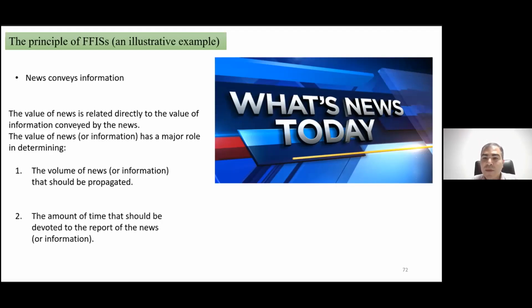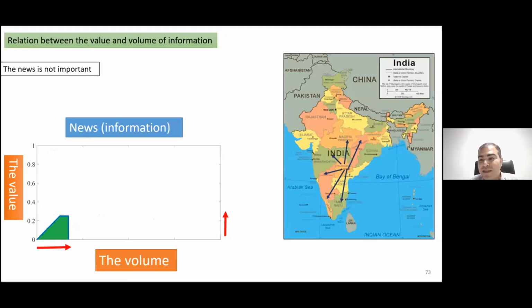For example, assume an event happened in a city. The news of this event is reported by media. If the value of this news is not high, I mean the news is not very important, then naturally the news is propagated or broadcast with a low volume, and it may be limited to the border of a country or maybe only some neighbor provinces.